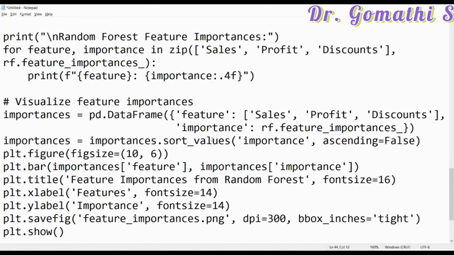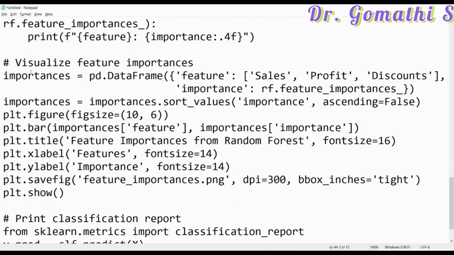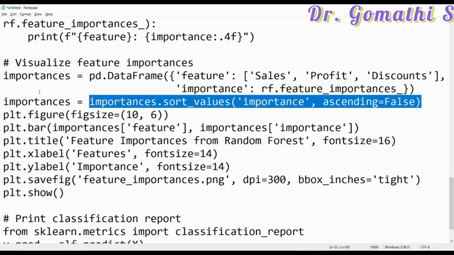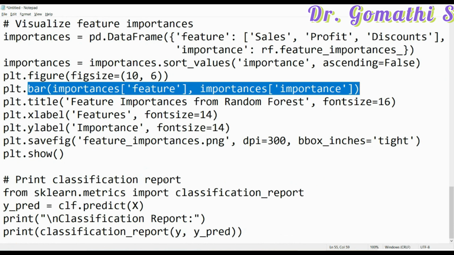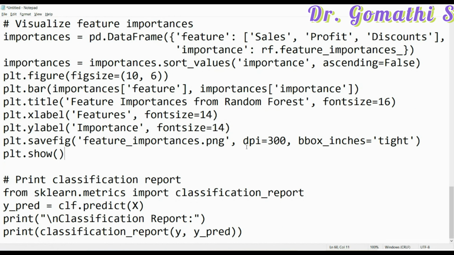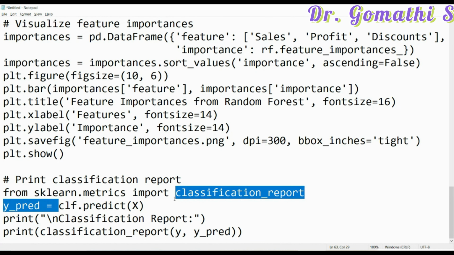And then I'm just visualizing the data here. In order to visualize that, I'm sorting it in ascending value, setting the figure size, and plotting the feature importance. I just wanted to create the bars, along with the font size and everything. Finally, I'm displaying the visual. So this is very simple. This is clf.predict.